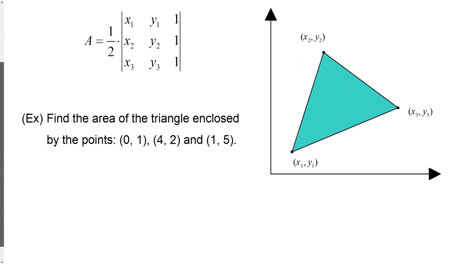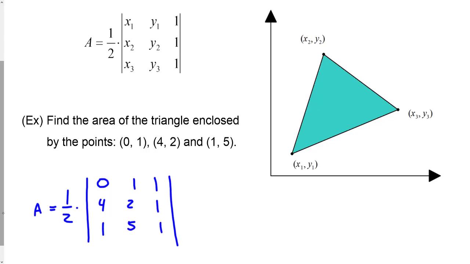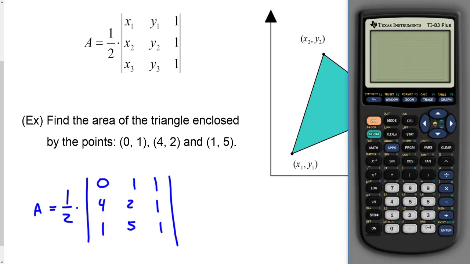Let's find the area of the triangle enclosed by the points 0, 1, 4, 2, and 1, 5. So that area is going to be 1/2 times the determinant of the matrix 0, 1, 1, 4, 2, 1, and 1, 5, 1. Now, as I mentioned, we wouldn't use the process of doing a 3x3 matrix outright. We'll just use the calculator.